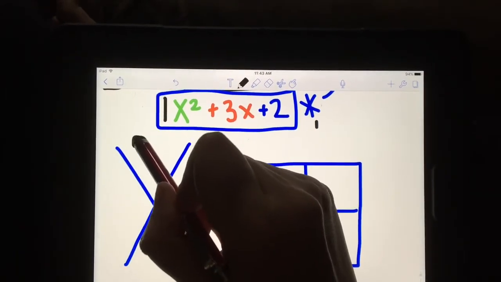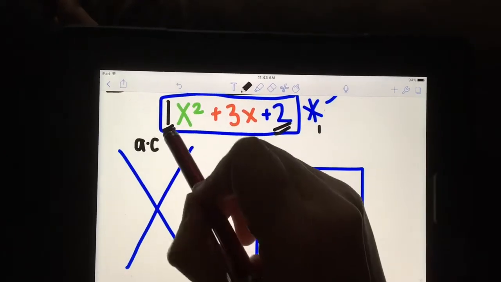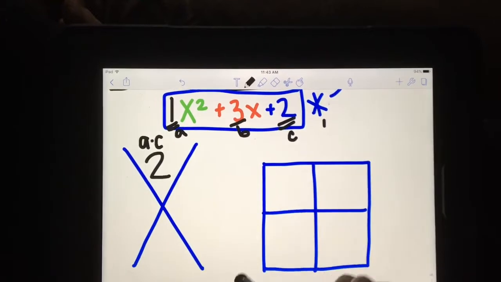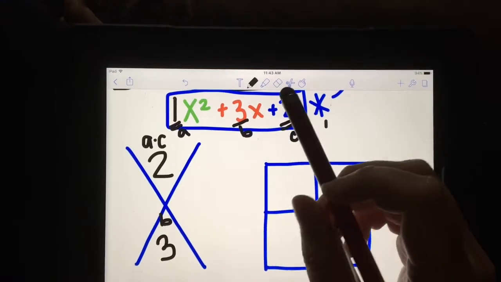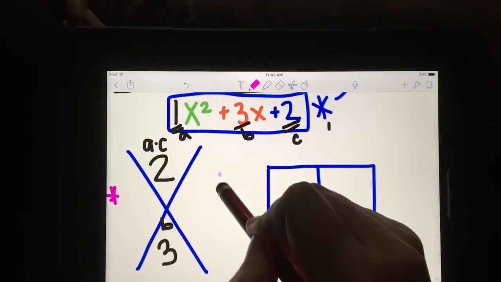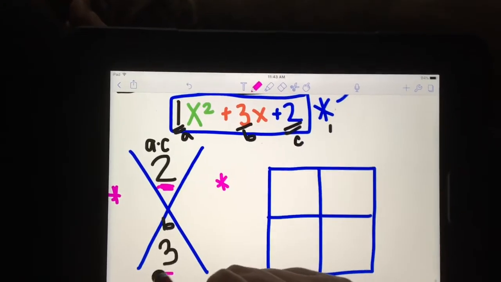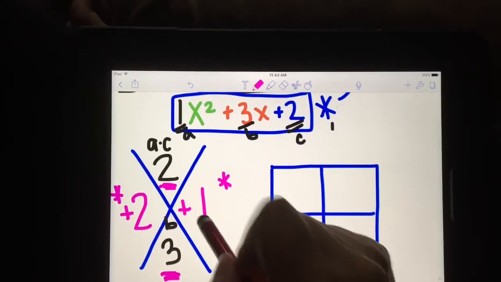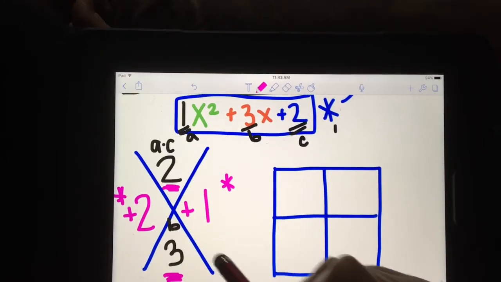In the top part of my X up here, I'm going to multiply A times C. A is 1, C is 2. Got A, B, and C. So 1 times 2 gives me 2. And my inner term, my 3, or my B, is going to go in the bottom. Now, what I'm looking for to go here and here are terms that multiply to equal 2 and add to equal 3. Well, the only two numbers that happens with are positive 2 and positive 1. When I multiply them, they equal 2. When I add them, they equal 3.